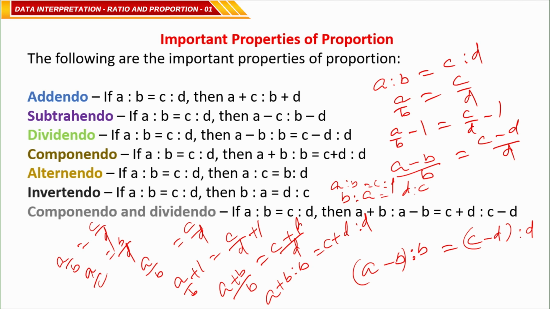Dividendo: A is to B is equal to C is to D, then A minus B is to B is equal to C minus D is to D. Alternando: A is to B equal to C is to D, then A is to C is equal to B is to D. Invertendo: A is to B is equal to C is to D, then B is to A equal to D is to C. Componendo and dividendo: when A is to B is equal to C is to D, then A plus B is to A minus B is equal to C plus D is to C minus D. These are the different properties of proportions.